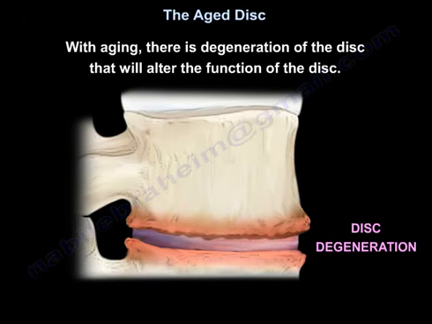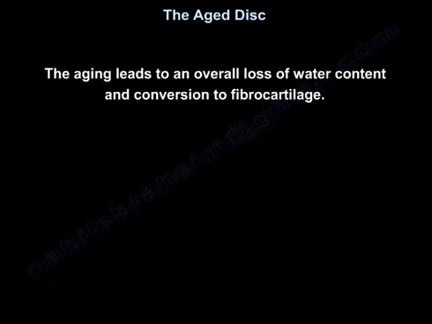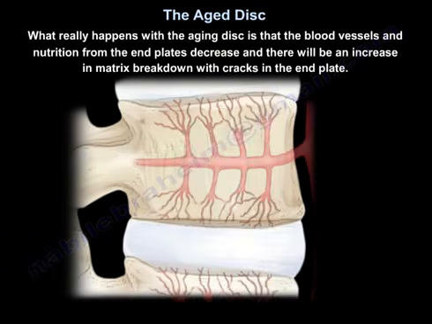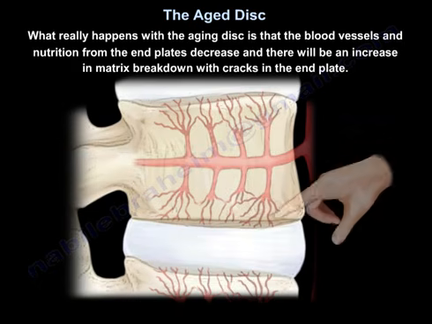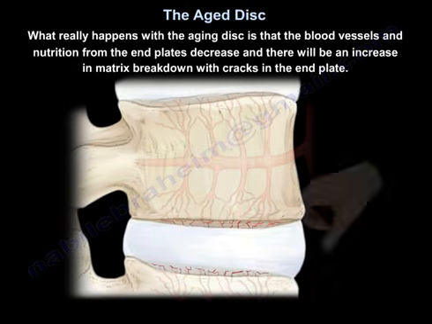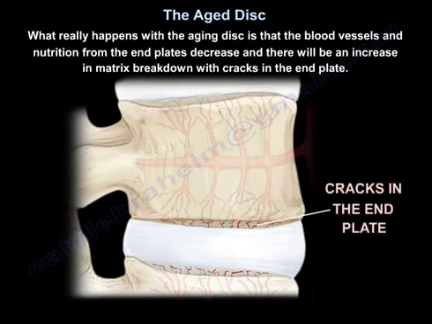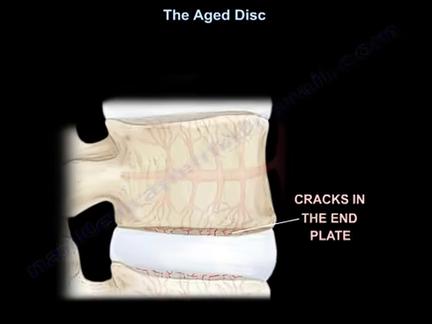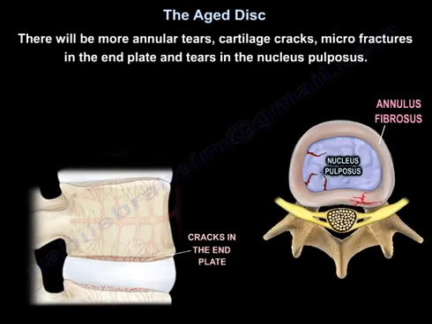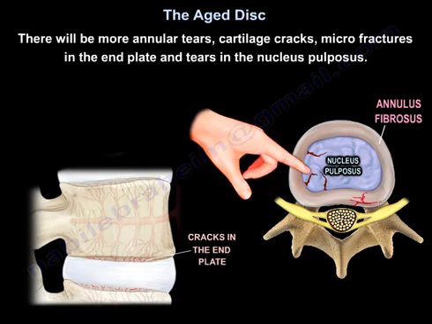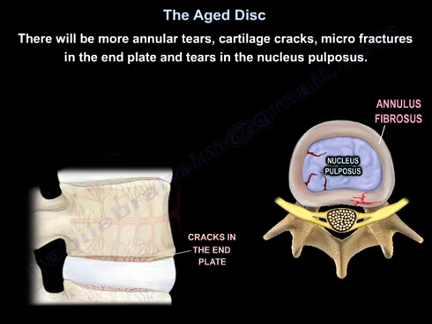With aging, there is degeneration of the disc that will alter the function of that disc. The aging leads to the overall loss of water content and conversion to fibrocartilage. So really what happens with the aging disc is the blood vessels and nutrition from the endplates decrease, and there will be increase in matrix breakdown, and there will be cracks in the endplate, more annular tears, cartilage cracks, microfractures in the endplate, and tears in the nucleus pulposus.